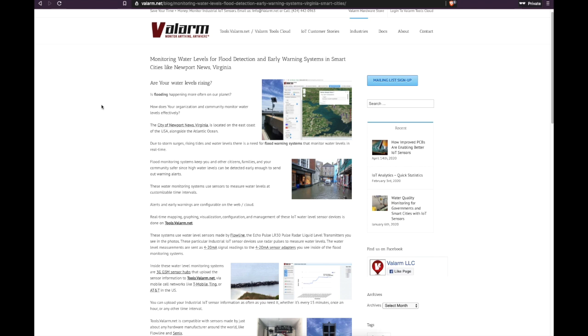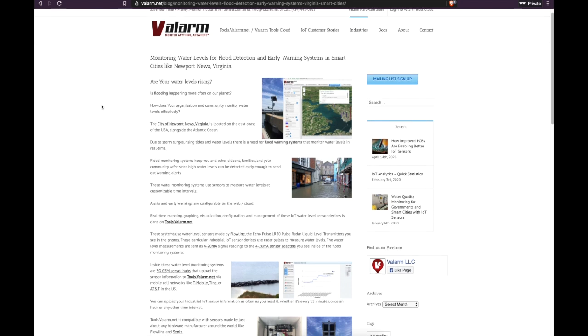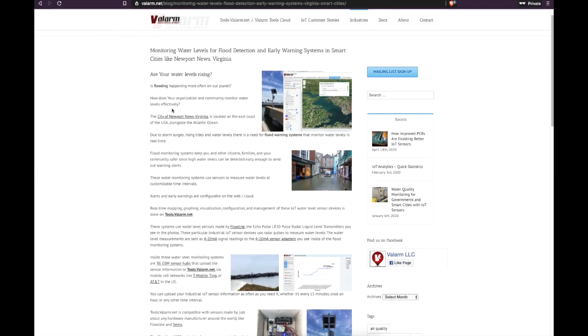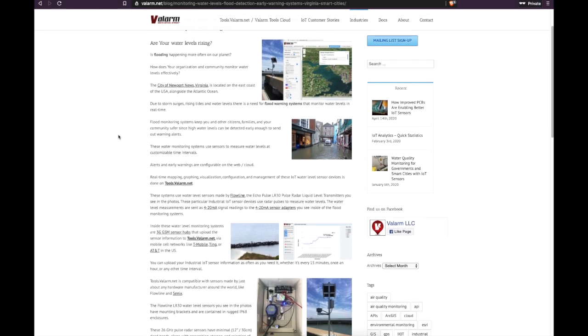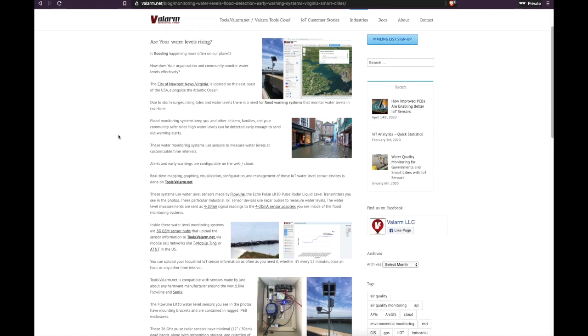Flood monitoring systems keep you and other citizens, families, and your community safer, since high water levels can be detected early enough to send out warning alerts. These water monitoring systems you see in the photos are using sensors to measure water levels at customizable time intervals, like getting a reading every 6 minutes. Alerts and early warnings are configurable on the web/cloud. Real-time mapping, graphing, visualization, configuration, and management of these IoT water level sensor devices is done on tools.valarm.net.